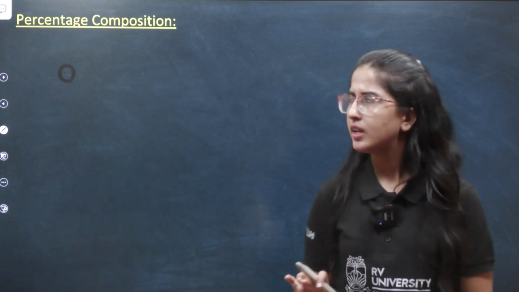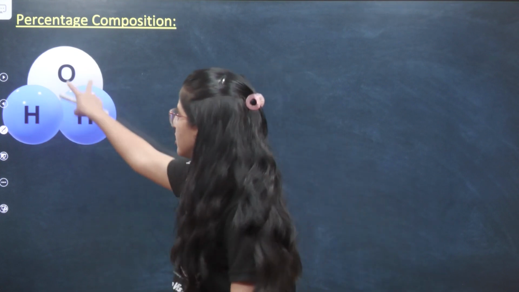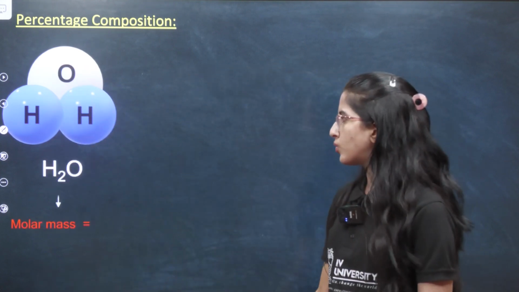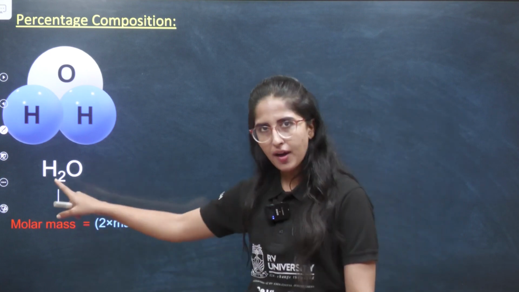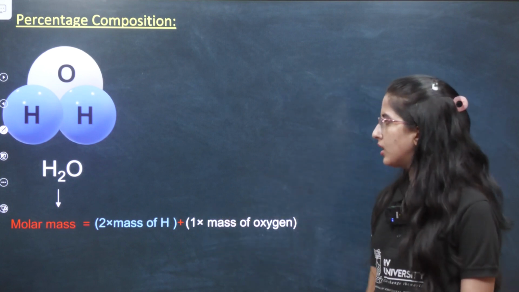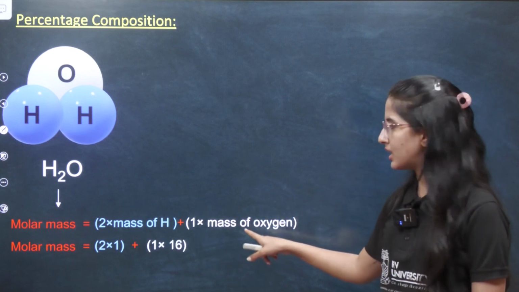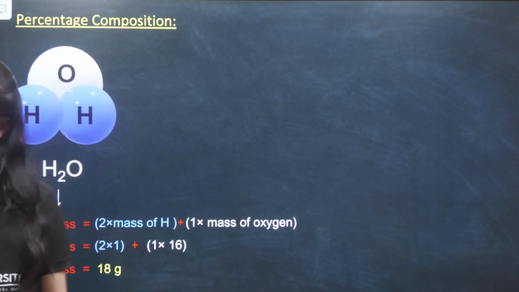Okay. Now we can move towards percentage composition. It is also important. Now see, I have here H2O, 2 hydrogen and 1 oxygen atom. Its formula is H2O. What is the molar mass? It will be equal to 2 into mass of 1 atom of hydrogen plus 1 into mass of oxygen, which will be equal to 2 into 1 plus 1 into 16. Total 18 gram. We got molar mass 18 gram, correct?